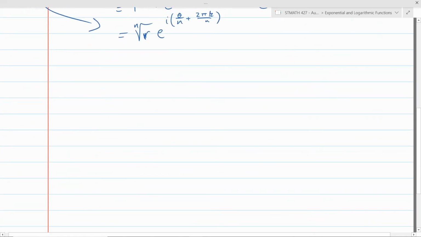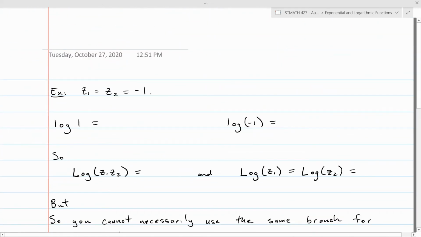All right. Okay, in this last example, I want to revisit the identity that says log of z1 times z2 equals log of z1 times log of z2. But I want to point out why it's very important to know what branch of the logarithm you're dealing with, or what branch is.